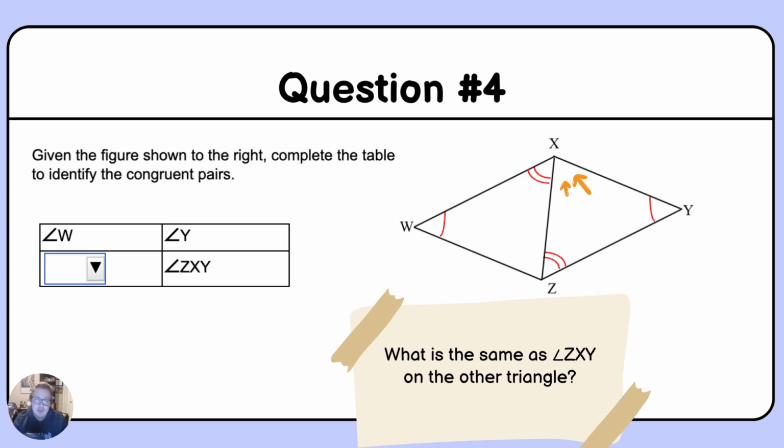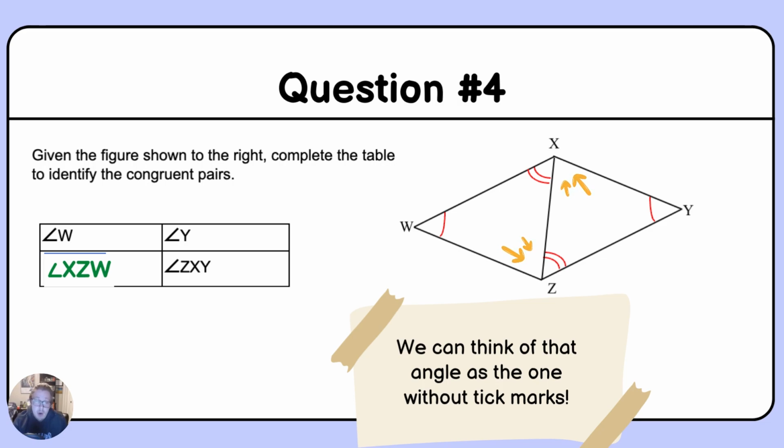That angle is the one I'm pointing at. When I say angle ZXY, you have to know that's the angle being pointed at here in this display. So what's the same? It's the same as XZW. You can trace your fingers on it if you want, if you're watching on your computer.